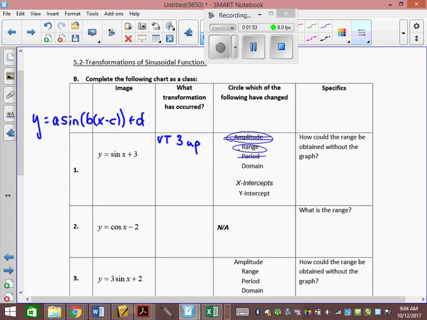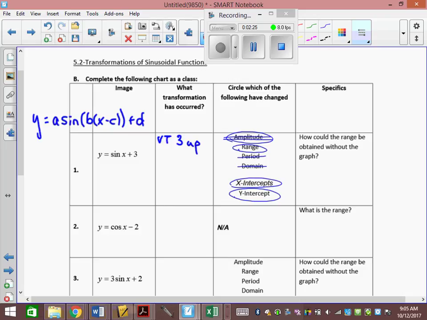Is the domain affected by this? No. X-intercepts, if I move it up, would that change my x-intercepts? Yeah, because wherever they would be on the x-axis, I might even move it completely off the x-axis, right? So it will affect your x-intercepts. So remember, once we start doing combos, you might say, oh, it doesn't affect the x, but it might, because it might just pull the whole thing up off of the x-axis. And y-intercept, will it change? Yeah, it'll take wherever it is and shift it up.